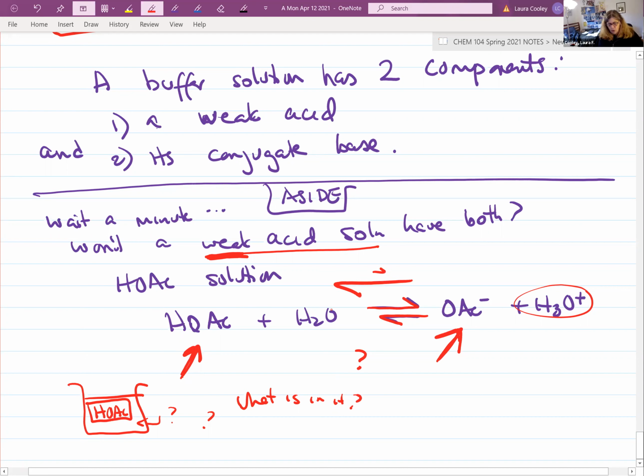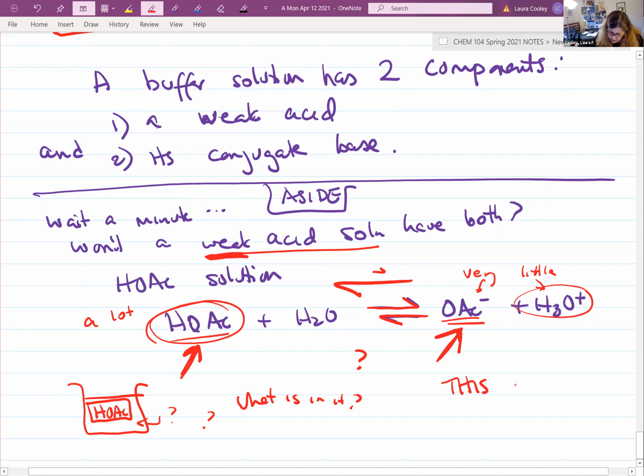Okay. So if I have a HOAc solution, it has a lot of this in it. It has very little of these guys in it. So this is not a buffer solution because it does not have an appreciable amount of acetate in it. It only has a very appreciable amount of acetic acid.